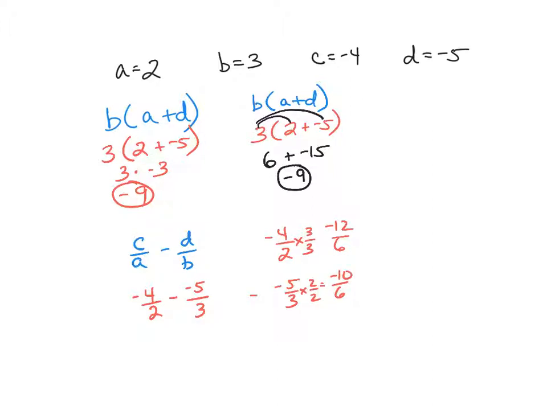So now what I have is negative 12 sixths subtract a negative 10 sixths. Let me rewrite it again going horizontally. Negative 12 sixths subtract a negative 10 sixths. I'm going to change that to an addition problem by adding the opposite. So I have negative 12 sixths plus 10 sixths, which is equal to a negative 2 sixths. And then I need to put that into lowest terms. I could divide by 2 over 2. I would get negative 1/3 for my final answer.